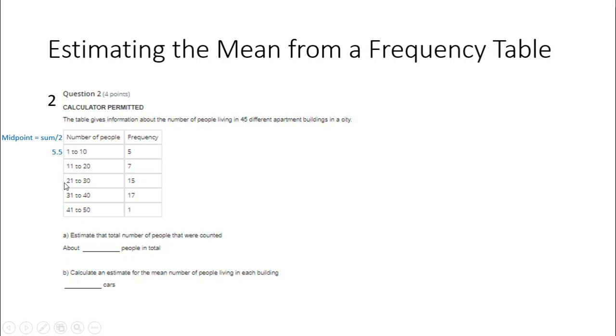I do the same thing for all of these classes to find the middle of the class. 11 plus 20 is 31. Divide that by 2, that's 15.5. So I do that for each of these, and these are my midpoints. 5.5, 15.5, 25.5, 35.5, and 45.5.